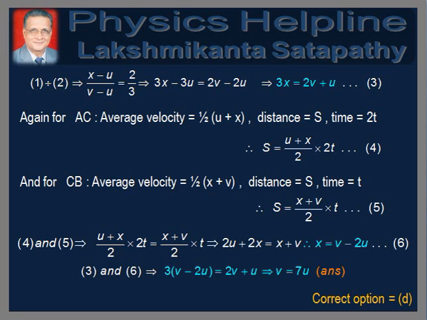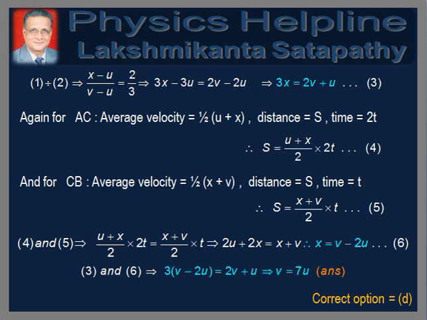Now, for uniformly accelerated motion, average velocity is equal to initial velocity plus final velocity divided by 2, and distance covered is equal to average velocity into time. Therefore, for the part AC, average velocity is equal to (u plus x) divided by 2, distance covered is equal to s, and time is equal to 2t. Therefore, we get s is equal to (u plus x) divided by 2 into 2t.